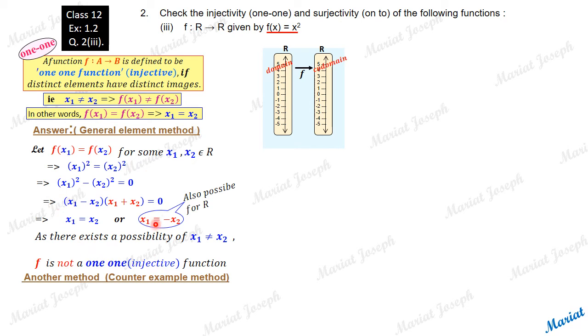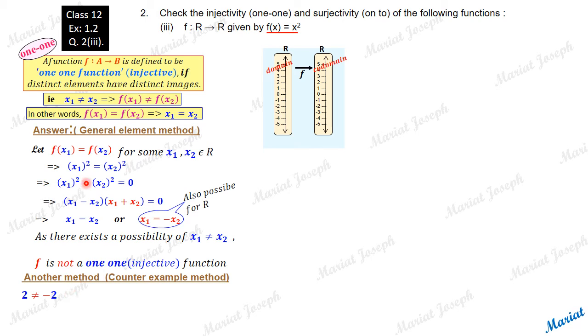The same proof could be written using a numerical example, a counter example. I take x1 and x2, two numbers which are unequal, the other interpretation of the definition. Let me take x1 as 2 and x2 as minus 2. Obviously, they are unequal. Now, let me see what is f of 2. f of 2 is 2 square, that is 4. What is f of minus 2? f of minus 2 is minus 2 whole square, that is also 4.